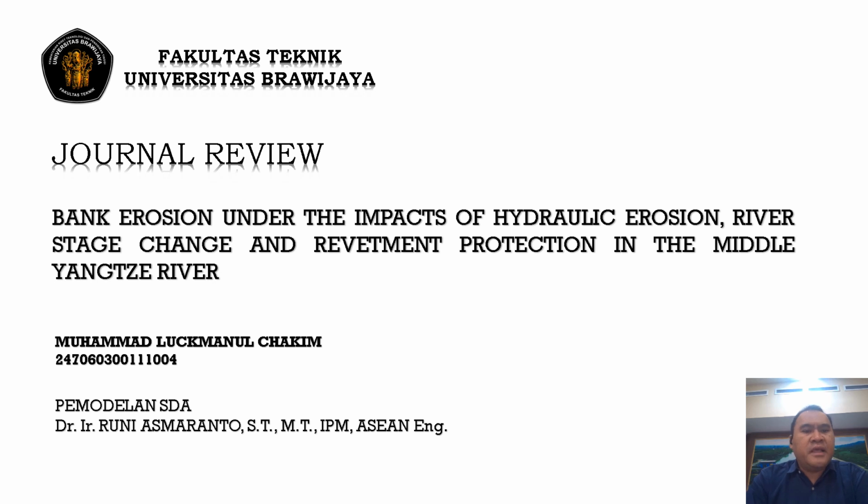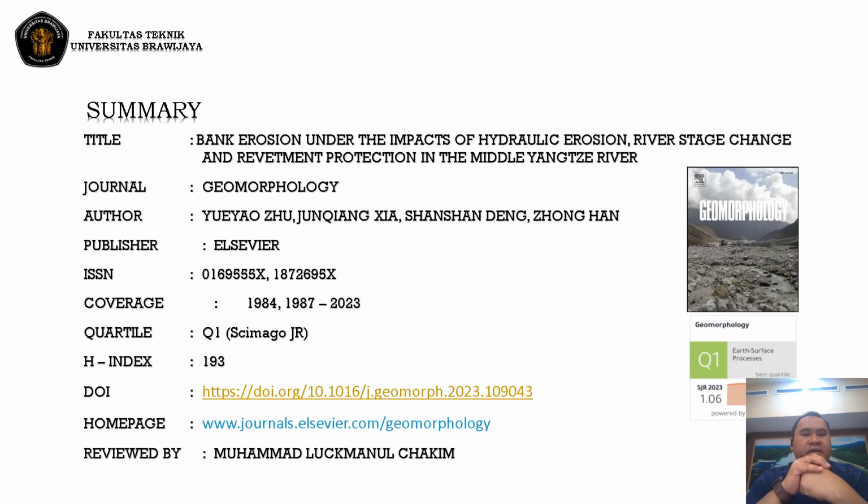Today we will discuss a review of a journal about geomorphology and hydraulic phenomena. The title of the journal is Bank Erosion under the impacts of hydraulic erosion, river stage change, and revetment protection in the middle of Yangtze River. This journal is published by Geomorphology, and the publisher is Elsevier. The H index of this journal is 193, and it has the quartile of Q1 from SCImago Journal Rank.